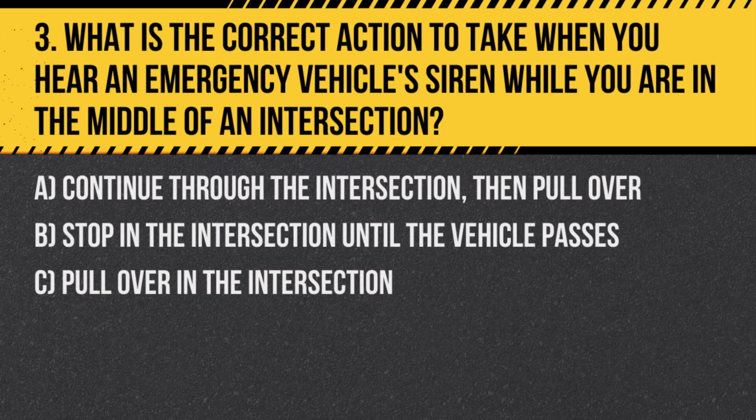Question 3. What is the correct action to take when you hear an emergency vehicle siren while you are in the middle of an intersection? A. Continue through the intersection, then pull over. B. Stop in the intersection until the vehicle passes. C. Pull over in the intersection. Answer. A. Continue through the intersection, then pull over.